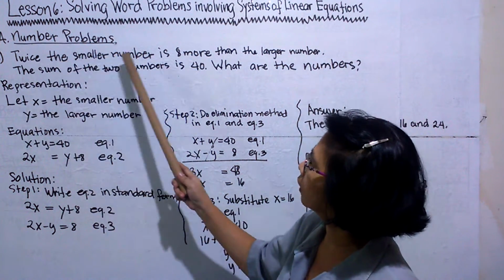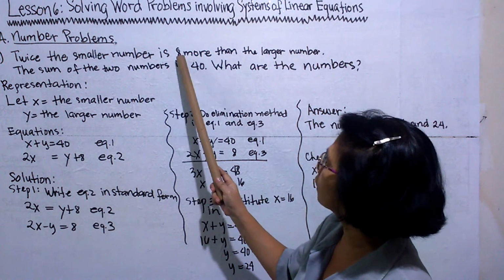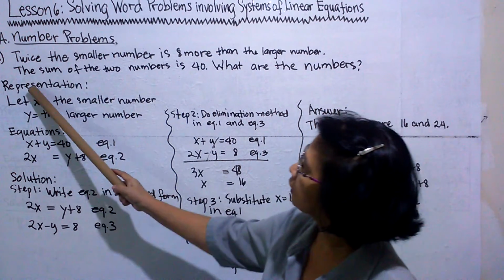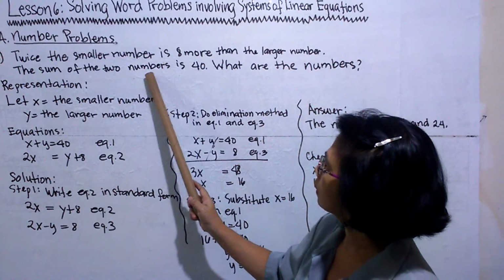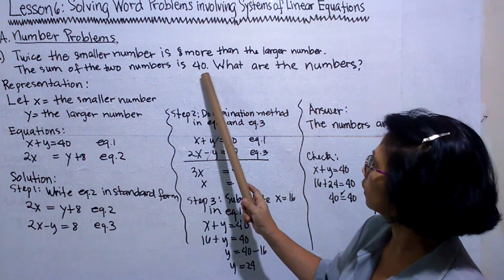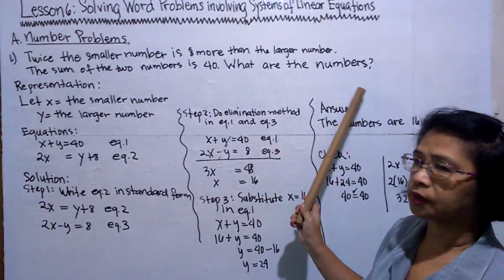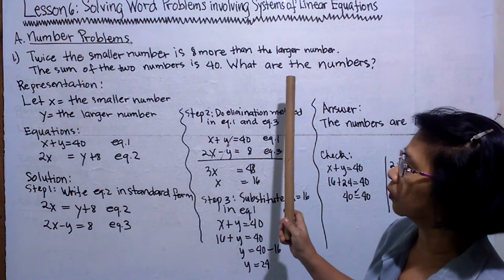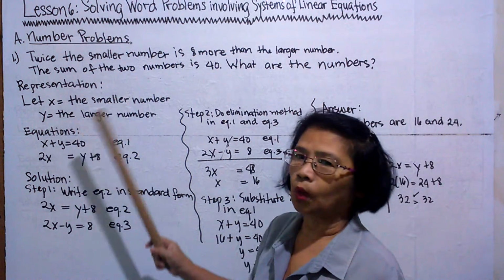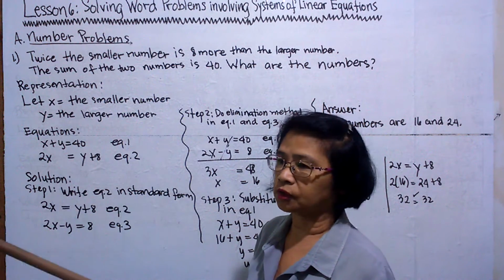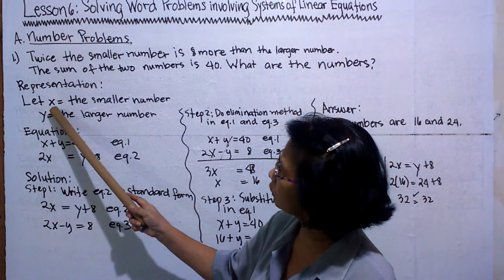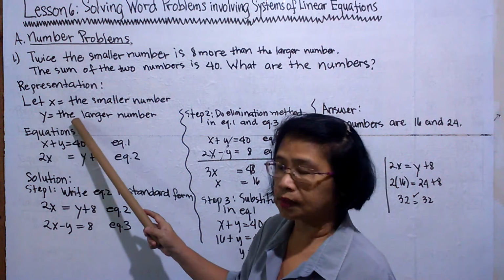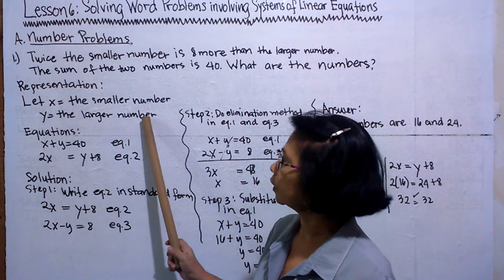Twice the smaller number is 8 more than the larger number. The sum of the two numbers is 40. What are the numbers? So we are going to use two variables, x and y, to represent the two numbers. Let x represent the smaller number. Let y represent the larger number.